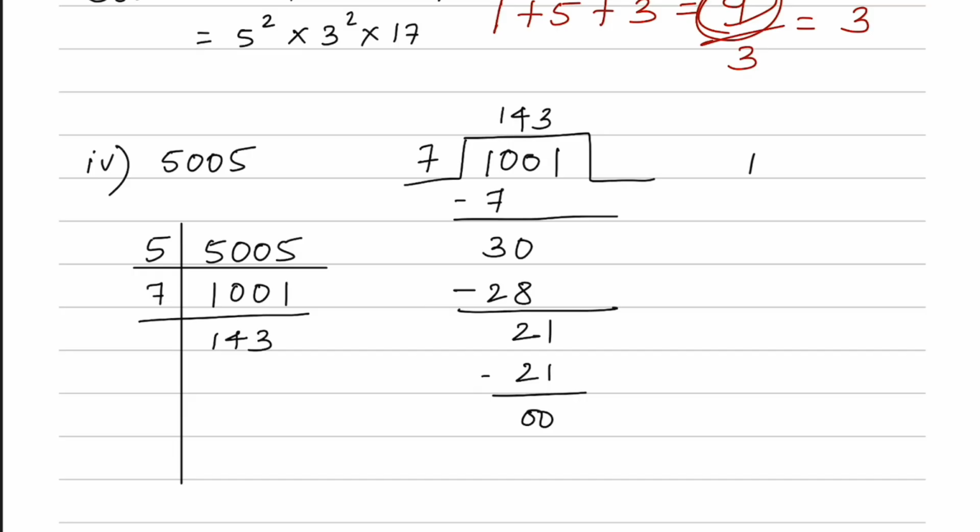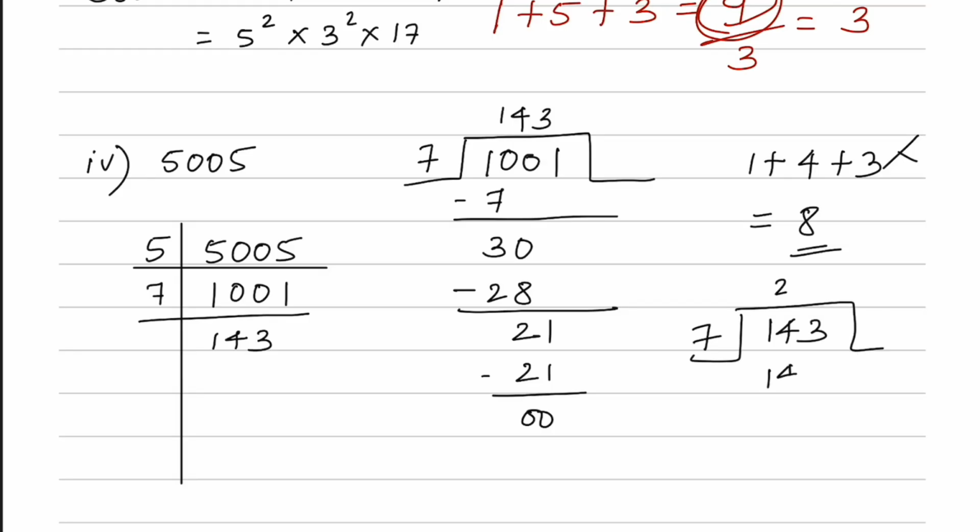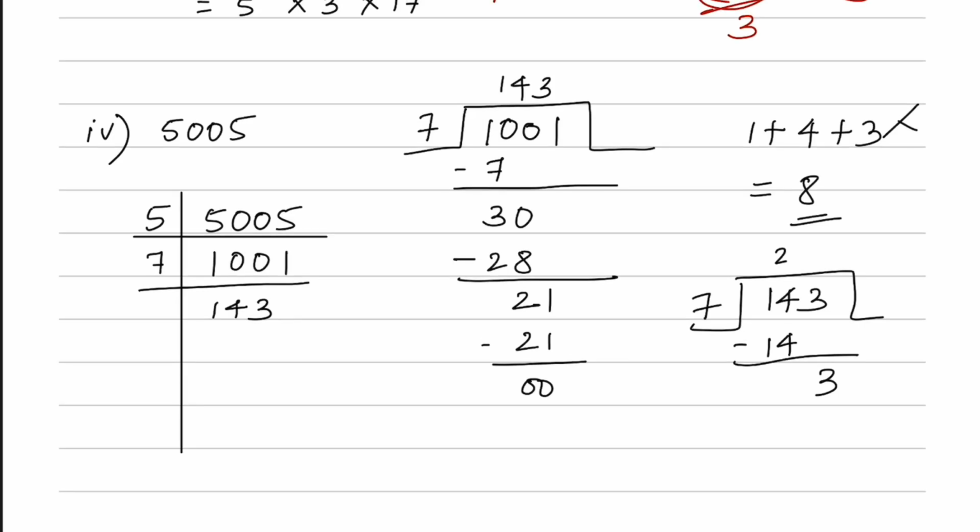Now we'll quickly check with 143. If you add 1 plus 4 plus 3, this is going to give you 8. 8 is not divisible by 3, so this is also not divisible by 3. We'll quickly check for 5. It's not divisible by 5. We'll check for 7. Now 7 2s are 14, so 3 is taken down. Again 3 is not divisible by 7, so again it's not divisible. We'll try with 11 next.